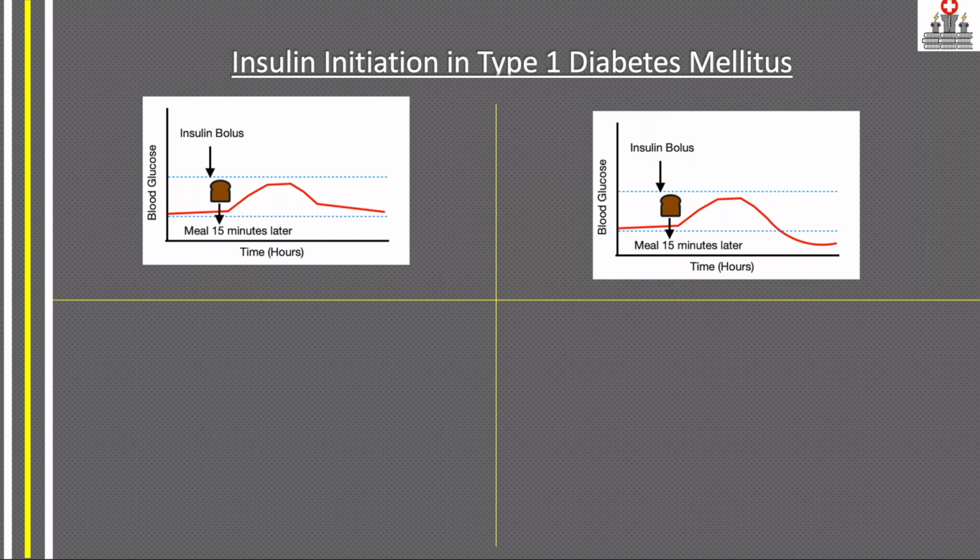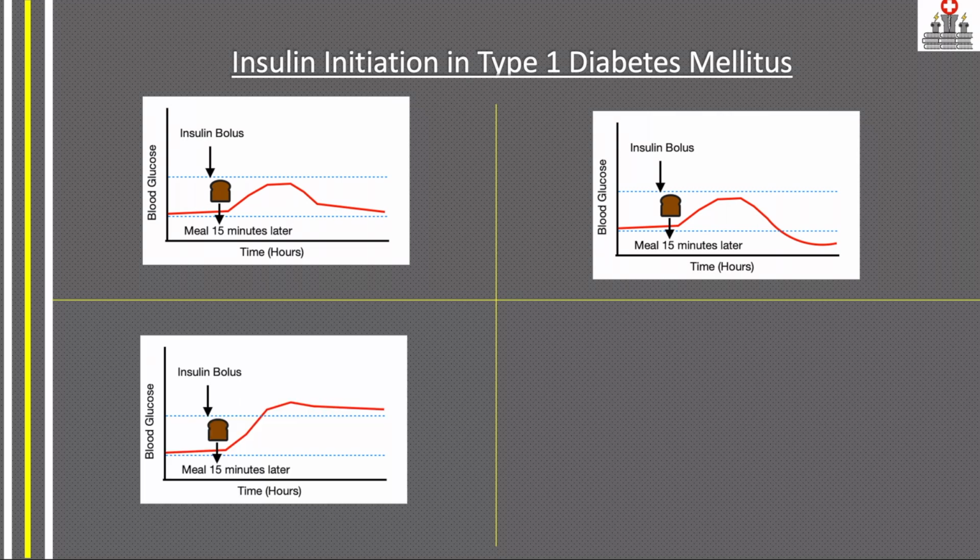So in this case, we might think perhaps the insulin they have been administered is too much. Perhaps we need to be a bit stricter with their insulin dosage. And here we see the opposite, where they've administered the insulin before the meal, but the glucose has continued to rise afterwards, so perhaps that's not strong enough.